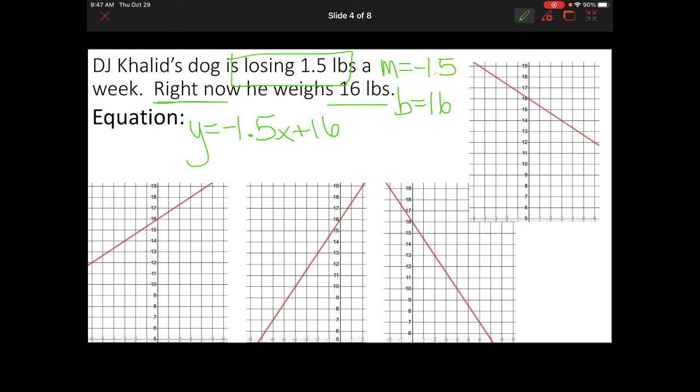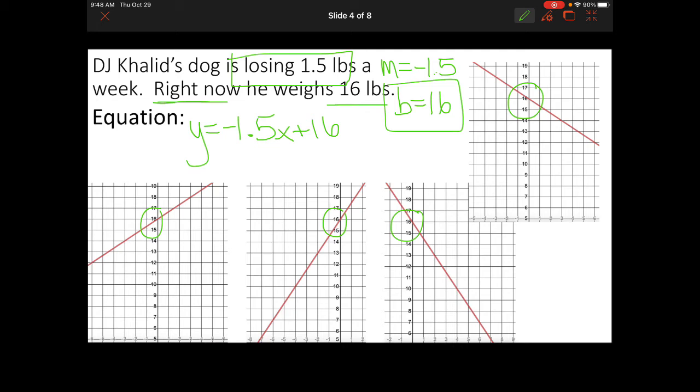All right, so the first thing I want to do, I like to look and see which of these have a y-intercept of 16. I love to start with my y-intercept because it is the beginning. This one has a y-intercept of 16. This one has a y-intercept of 16. This one has a y-intercept of 16. This one has a y-intercept of 16. So that doesn't help us eliminate.